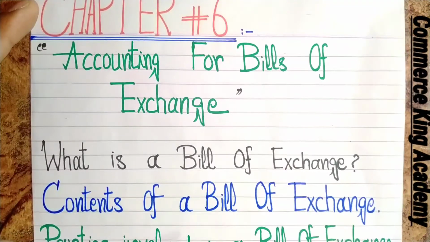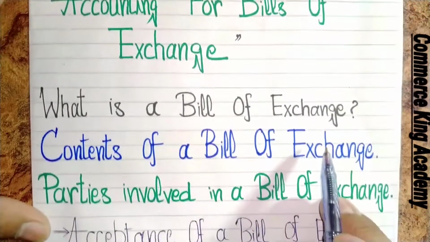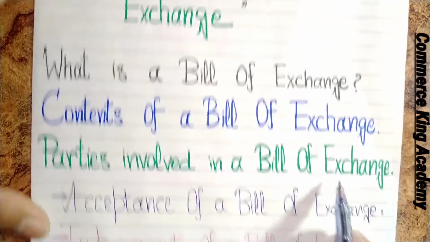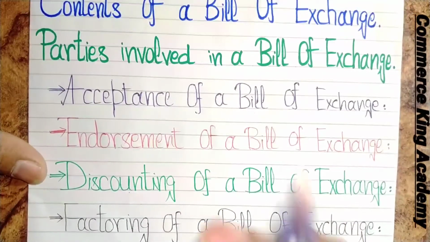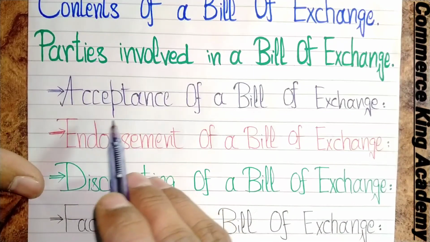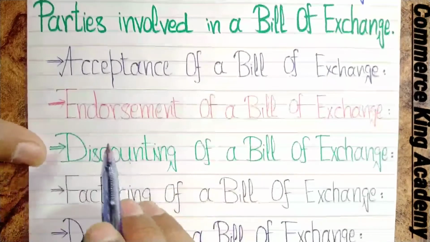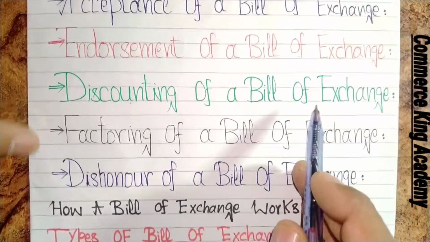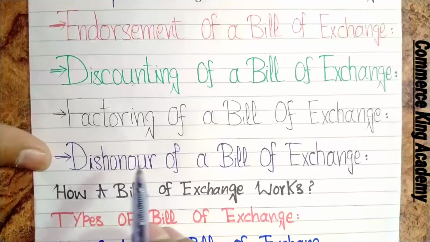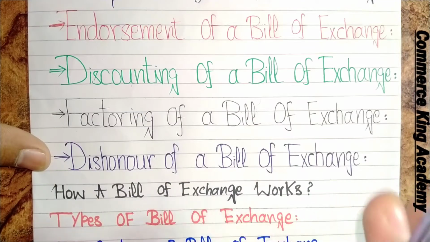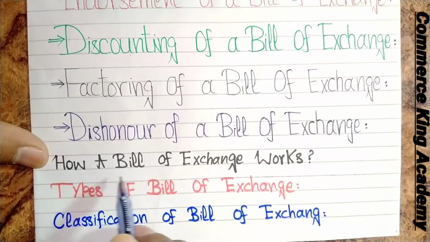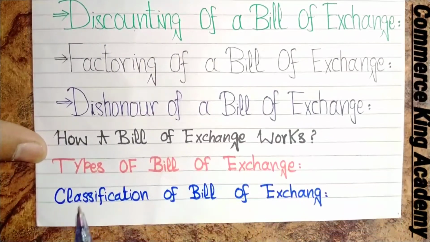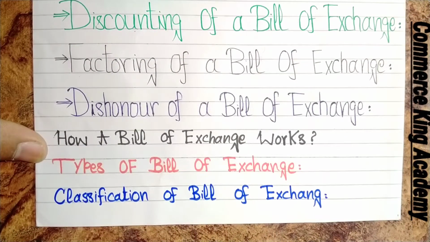After that, contents of a bill of exchange, parties involved in a bill of exchange. These are the points. Our next discussion will be acceptance of a bill of exchange, endorsement of a bill of exchange, discounting of a bill of exchange, factoring of a bill of exchange, dishonor of a bill of exchange. And after that, how a bill of exchange works, types of bill of exchange, classification of bill of exchange.